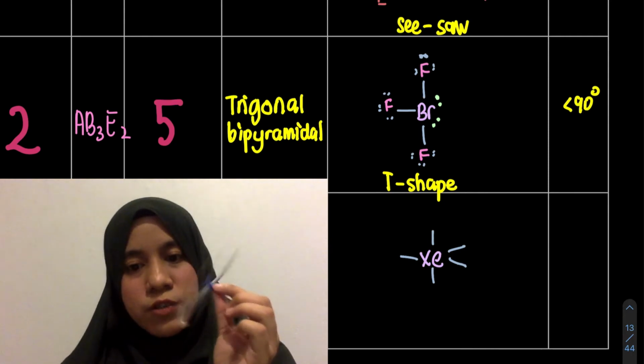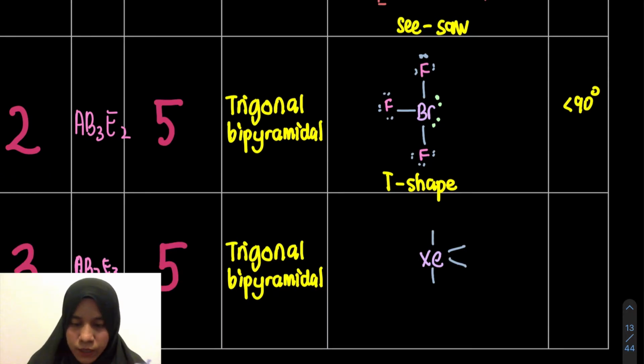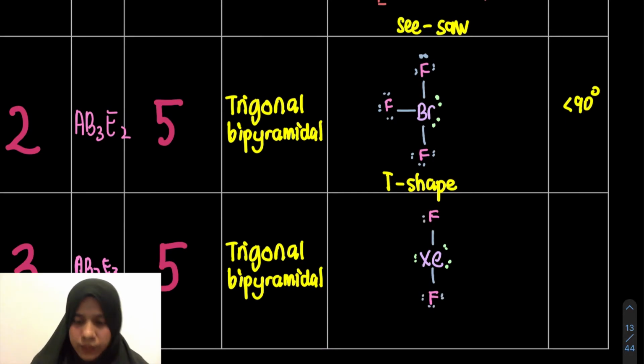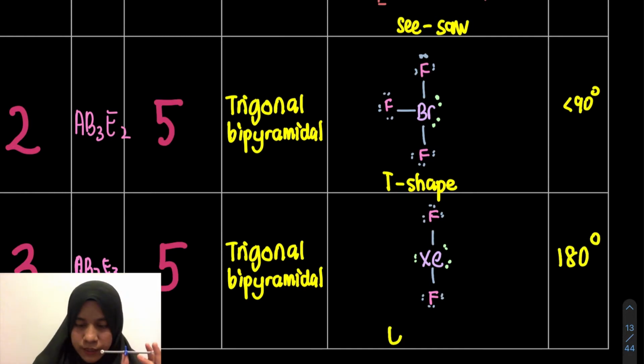So, macam mana nak draw ni? Kita padamlah yang 120 semua ni. Ni kita replace it with our bonding pair. 1, 2. So, jadi dengan fluorine XeF₂. So, fluorine kita. Okay, so sekarang ni kalau linear, dia punya bond angle would be 180 degree. So, this is what we call linear.